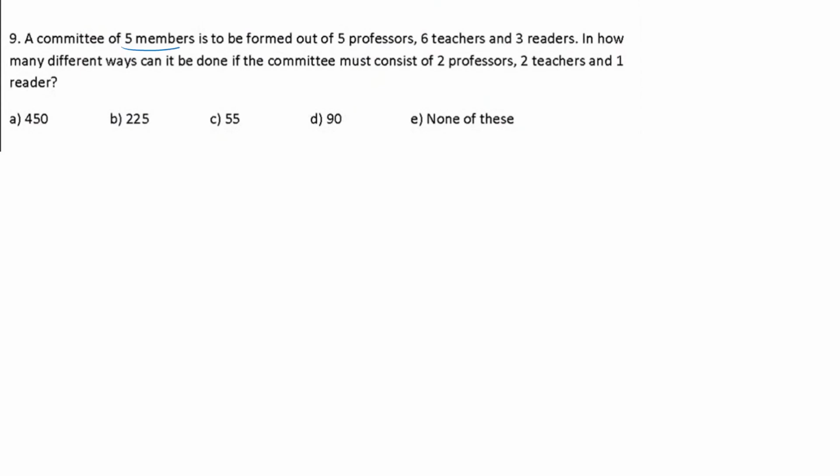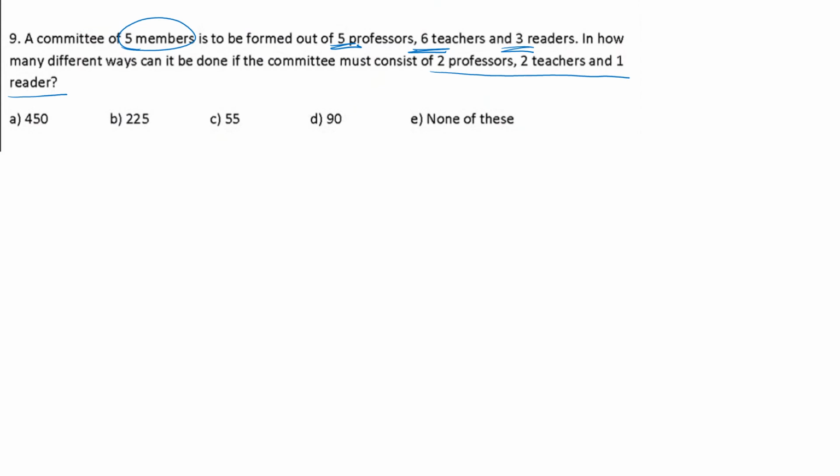A committee of 5 members you have to choose. Okay, so it means 5 members are to be found out of how many? 5 professors, 6 teachers and 3 readers. In how many different ways can it be done if the committee must consist of 2 professors, 2 teachers and 1 reader? They are not asking you to arrange them. They are asking you to select 2 professors, select 2 teachers and select 1 reader.